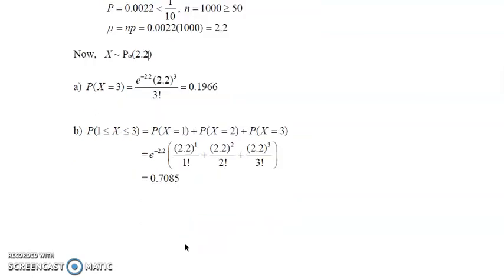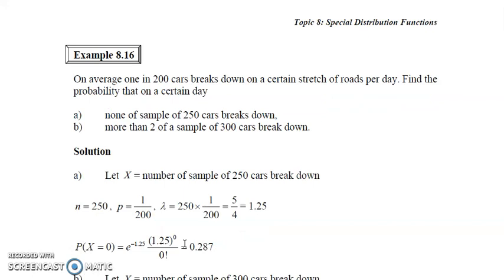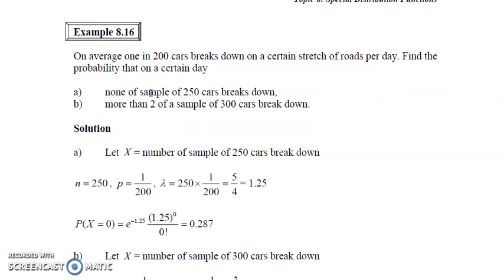So let's proceed, which is example 8.16. It already has a solution, don't worry. On average, 1 in 200 cars break down on a certain stretch of road per day. Find the probability that on a certain day none of a sample of 250 cars break down, and more than 2 of a sample of 300 cars break down.